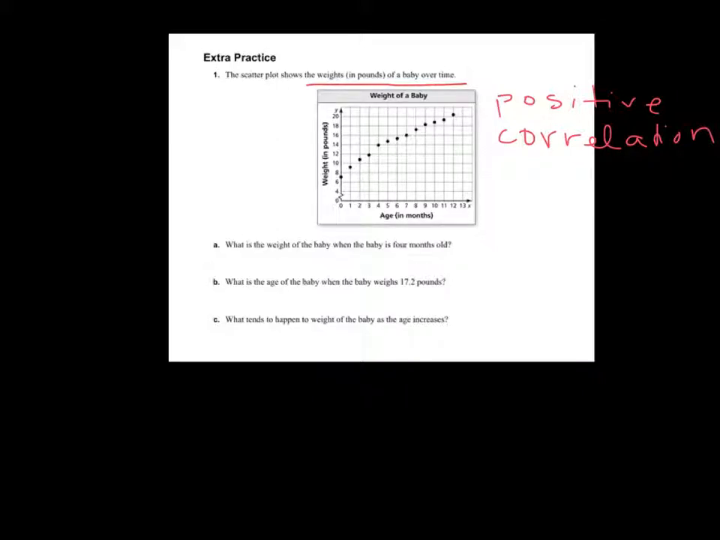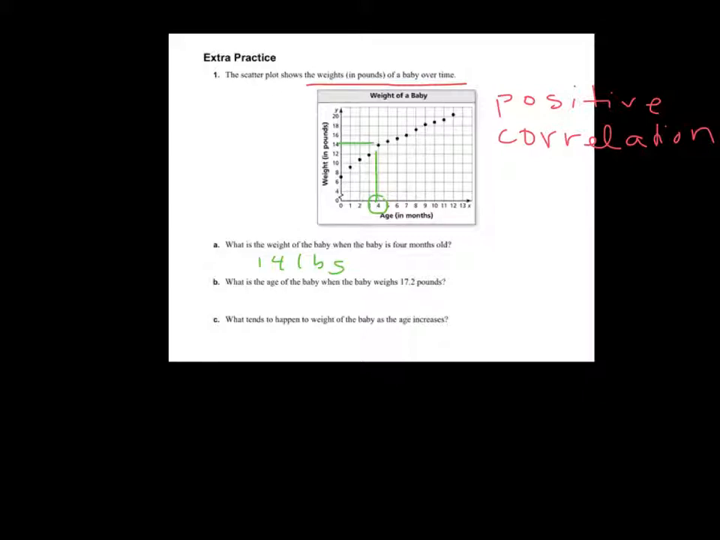Okay? We also talked about this word correlation, and I told you correlation is just that relationship between the two sets of data. If you look at problem A, it says, what is the weight of the baby when the baby is 4 months old? What you should notice is that the age in months is across your x-axis. So you want to go to where x is 4, follow that up to your data points, and then go over to your y-axis and see where that point was. That occurred at 14 pounds. So we would expect a baby that's 4 months old to weigh about 14 pounds.